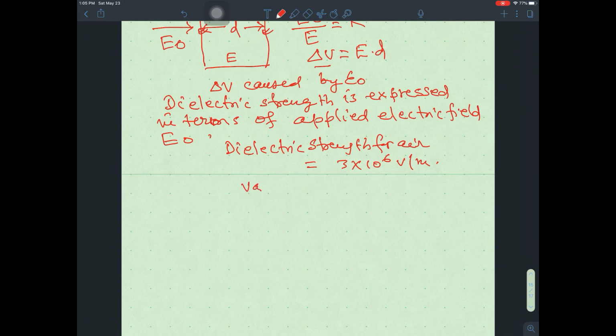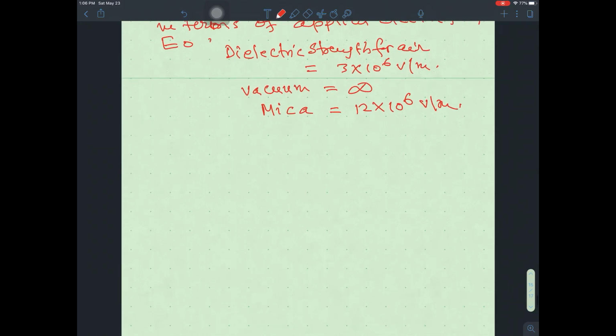What is this for vacuum? Dielectric strength for vacuum is infinity. And mica, which is maximum used, a silicon compound, its value is 12 into 10 to the power 6 volt per meter. So this is the dielectric strength, breakdown voltage, breakdown potential, and all things related with the dielectric.